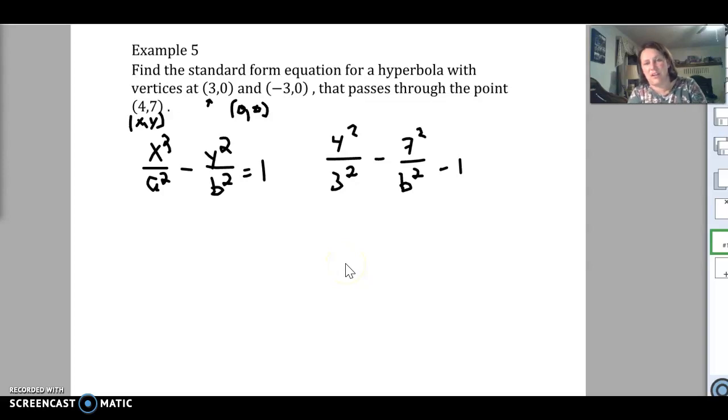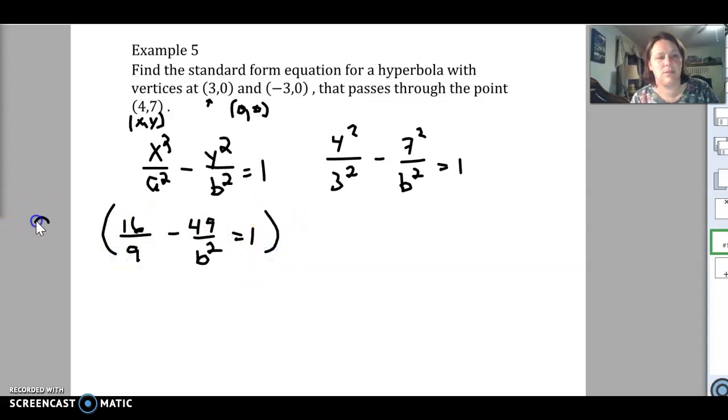And so I'm going to get rid of all my fractions. Let's just multiply those out. So 16 over 9 minus 49 over b squared equals 1. Now let's multiply everything by 9b squared. So that's going to have to be multiplied throughout everything. So the 9's are going to cancel here, and so we'll have 16b squared. And then here the b squareds will cancel, and so we'll have minus 49 times 9. And then that is going to equal, nothing is going to be able to cancel out, so we'll have 1 times 9b squared, which is 9b squared.